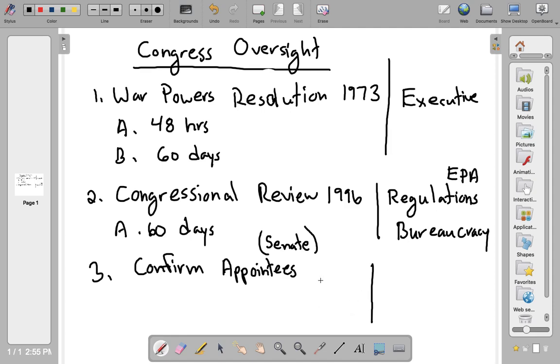Normally, we only talk about his power to appoint Supreme Court justices, but he has the power to appoint many other people. However, the Senate must review those appointments and agree. Half the Senate has to agree, meaning confirm the appointment of the president. And this is sort of a check on the president's power.